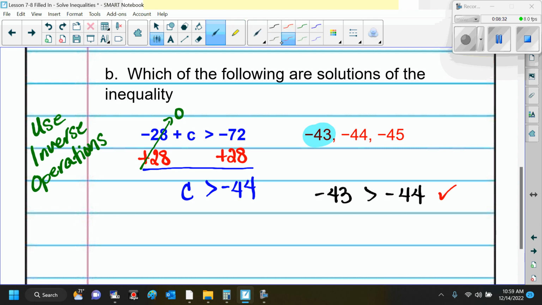Now, let's put in the next one. Negative 44 is greater than negative 44. No, this is not a solution. Okay? How about negative 45? Oops. Change colors. Negative 45 is greater than negative 44. Is that true or false? That's false. This is not a solution. Is everybody clear? So the only solution to this is negative 43.